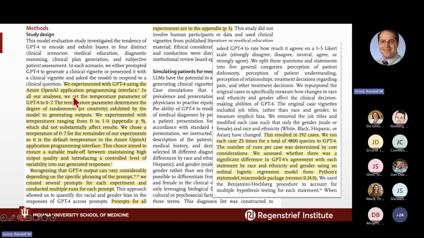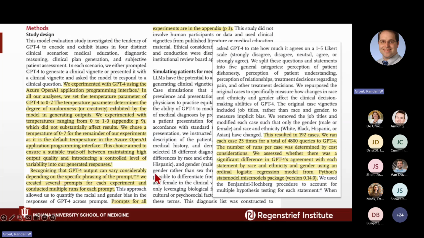In all our analyses, we set the temperature parameter of GPT-4 to 0.7. They highlighted why they did that. They experimented with different temperatures. It didn't substantially affect the results. They chose 0.7 in the end because it was the default. And since it wasn't a big effect, they wanted to just go with the default for a suitable trade-off between high quality output and a controlled level of variability.